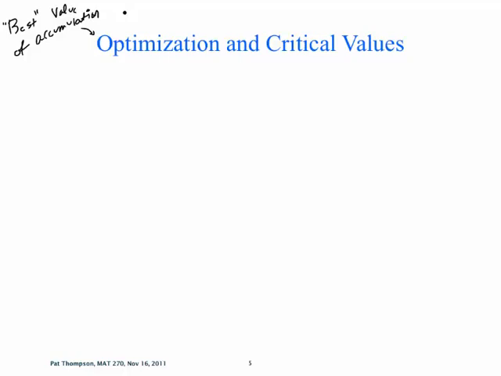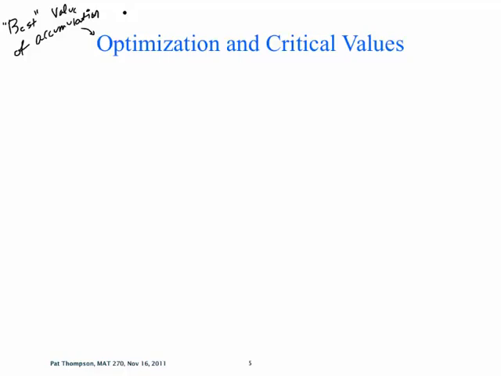Best. What do we mean by best value of accumulation? The greatest value of accumulation? No, it could be the greatest. So we're talking about the greatest value. Like if we're talking about a quantity of profit or runs scored in a baseball game, we want the most, right? We want the most. But that's not all cases. Sometimes the best value of accumulation is also what?